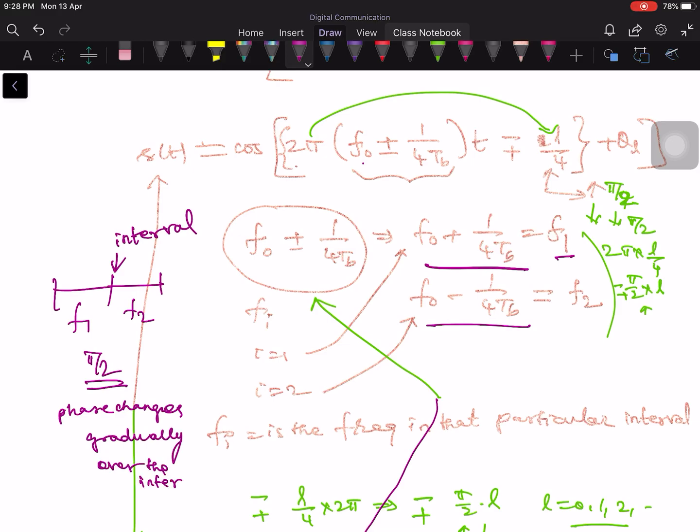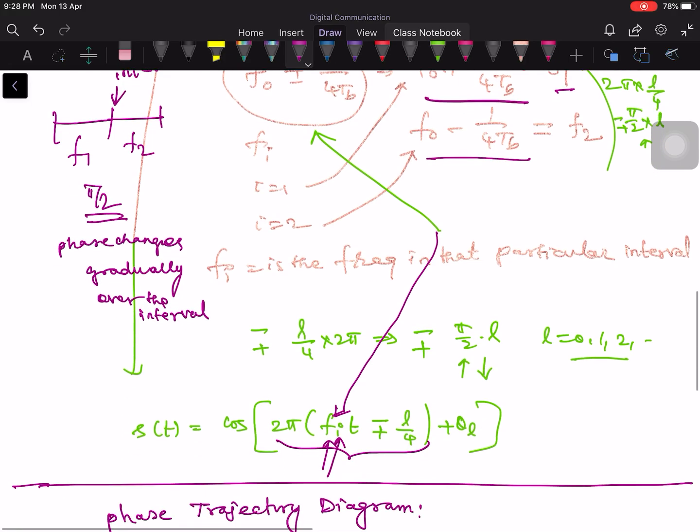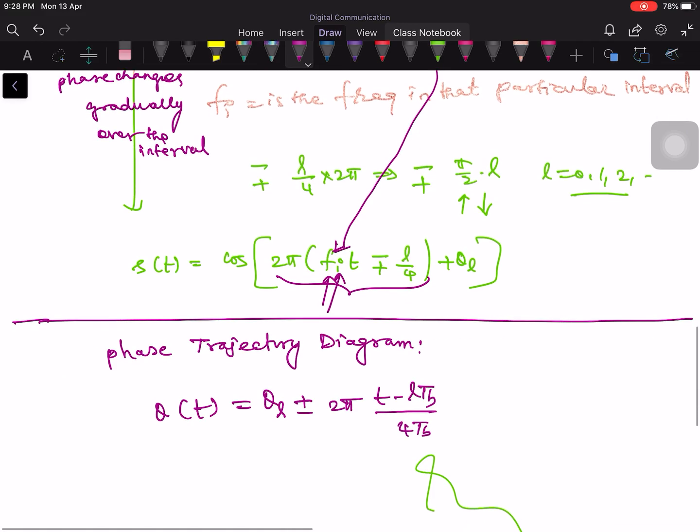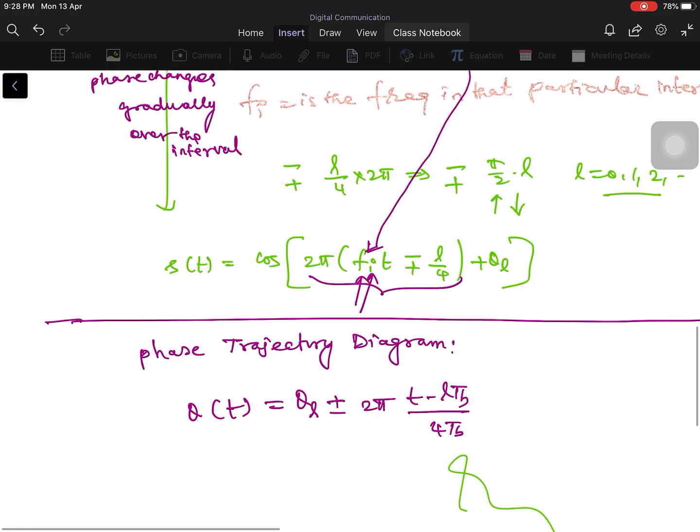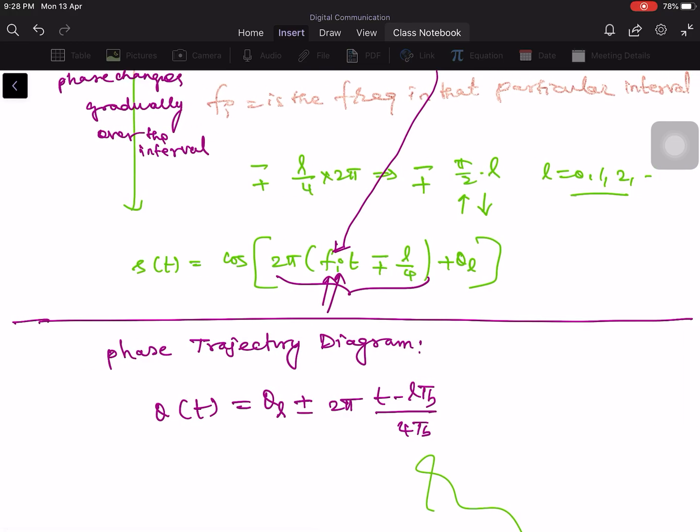So if you have it like this, what is the advantage? There won't be any phase discontinuity. If there is no phase discontinuity, that means your waveform will not cross 0. That means it is a constant envelope signal, which we already discussed in the previous lectures. My iPad is not highlighted to include these pictures. Anyway, let me continue the phase trajectory diagram of your MSK in the next lecture. Thank you very much.